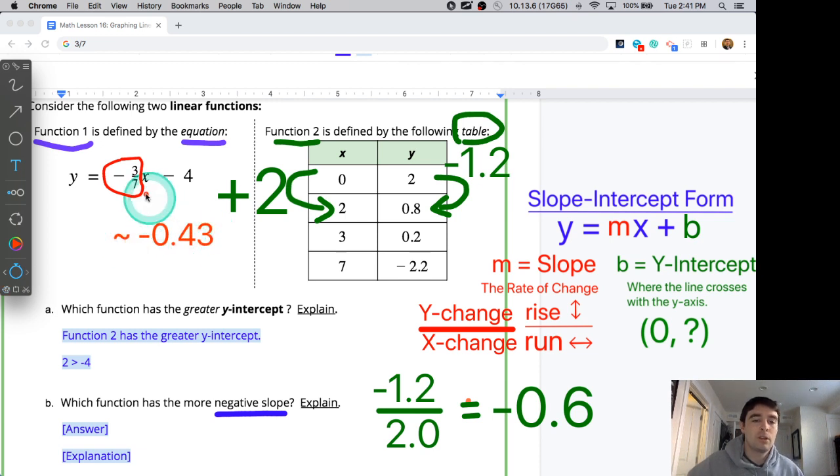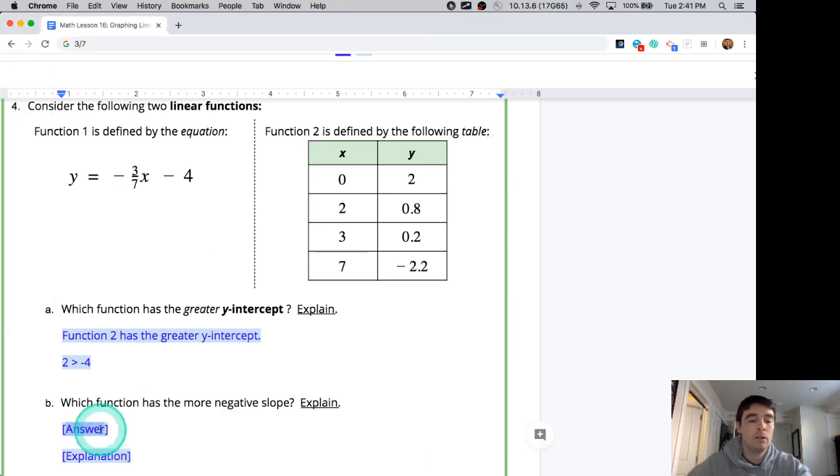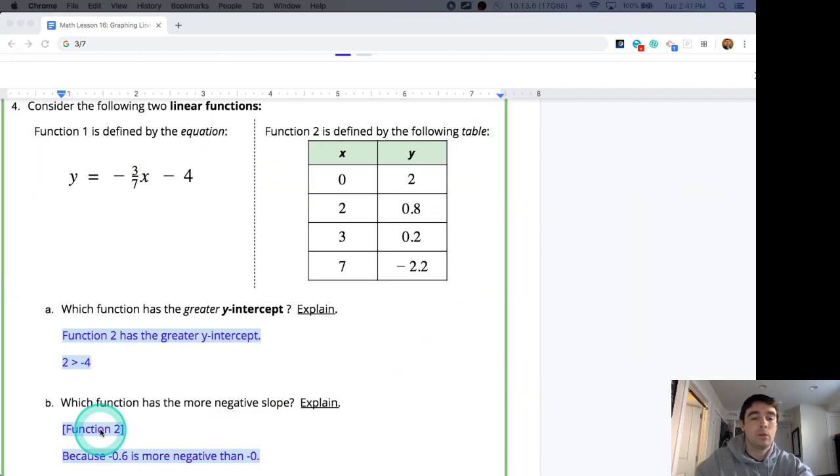So if this is our slope here, this can get a bit tricky. 0.6 is greater than 0.43. So I would say negative 0.6 is more negative than negative 0.43. So this one has a more negative slope. Ultimately, function 2 is our correct answer here. And the reasoning being because negative 0.6 is more negative than negative 0.43.